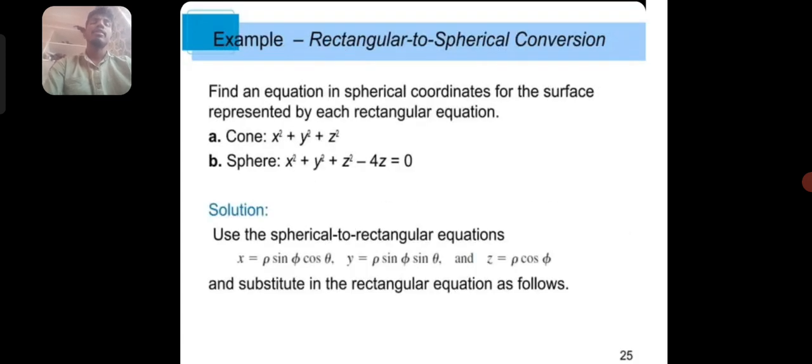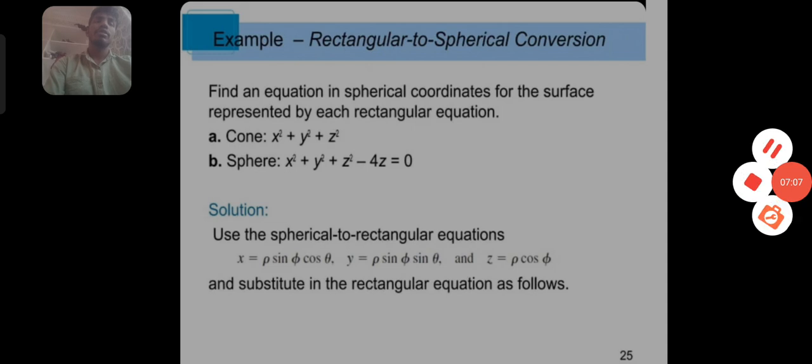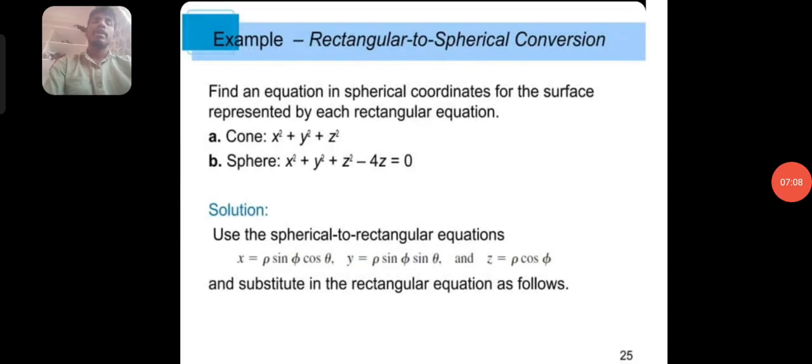And next, example 2, rectangular to spherical conversion. Find an equation in spherical coordinates for the surfaces represented by the rectangular equations: a cone, x squared plus y squared equals z squared, and a sphere, x squared plus y squared plus z squared minus 4z equals 0. Use the spherical to rectangular equations: x equals rho sin phi cos theta, y equals rho sin phi sin theta, z equals rho cos phi, and substitute in the rectangular equations as follows.